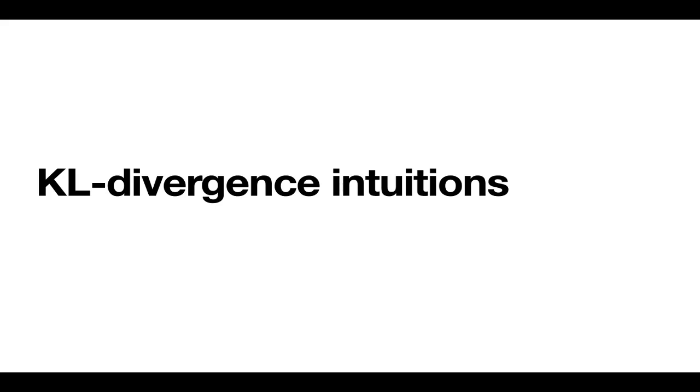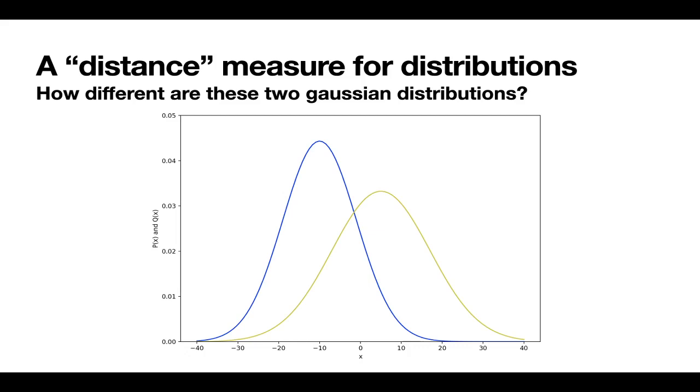Okay, this is not really meant to be a serious tutorial on KL divergence, so I'm not going to go into topics such as information theory and entropy. What I will try to do instead is to hopefully demonstrate to you why KL divergence makes sense as a measure of quote-unquote distance between distributions.